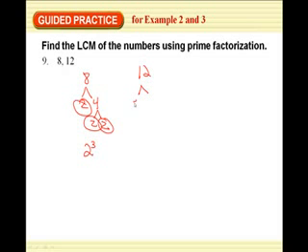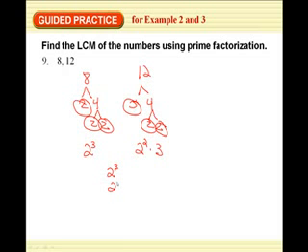12, let's do 3 times 4, 4 is 2 times 2, so that's going to be 2 squared times 3. Now let's write those on top of each other. Circle the biggest. The biggest 2 is the 2 to the third, the biggest 3 is the only 3. Now we multiply those. 2 to the third is 8, not 6, because it's 2 times 2 times 2. 2 times 2 is 4, times 2 is 8. So 8 times 3 is 24. And even if you know, if they say use prime factorization, you can't get good at it if you don't practice it.